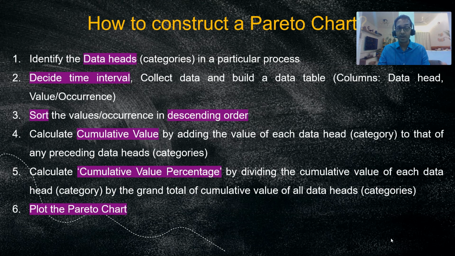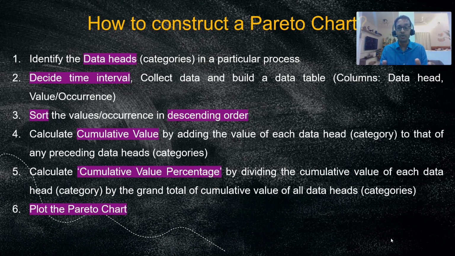Once you plot the Pareto chart, I will explain which are those 20% which have the most impact on the business, versus the trivial many, which is the rest of the things which have the least impact on the business. Okay, so pretty simple, as you can see here, just 6 steps to do it.